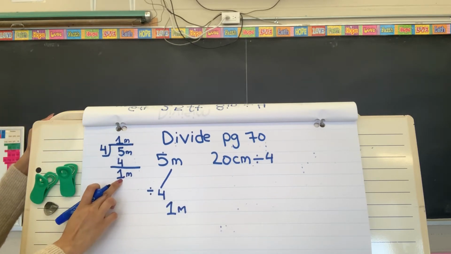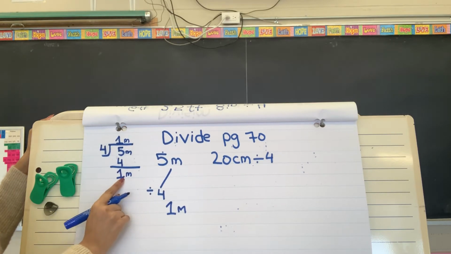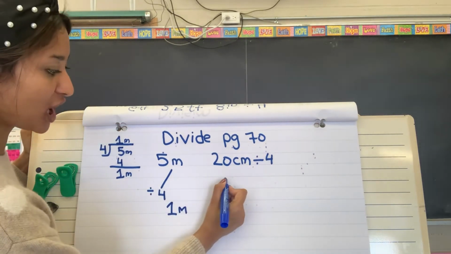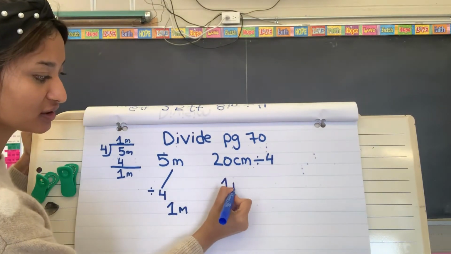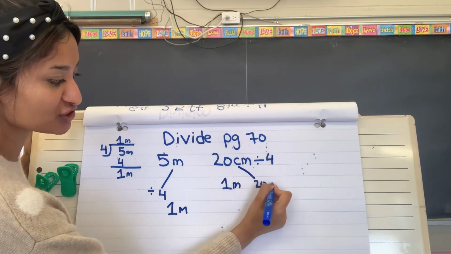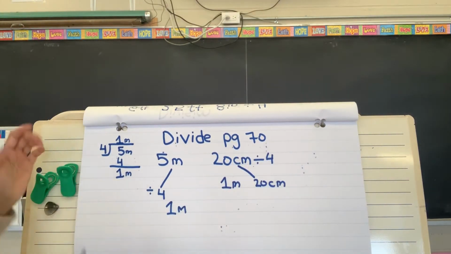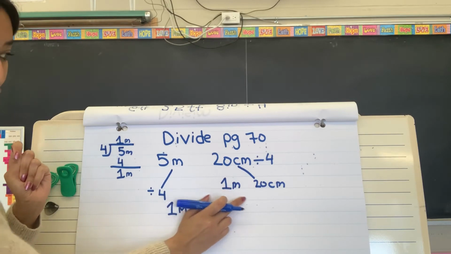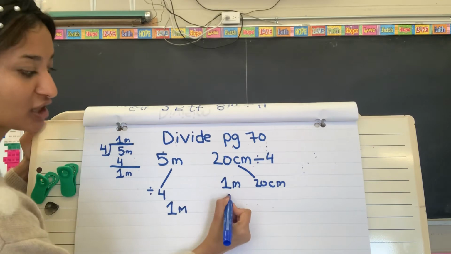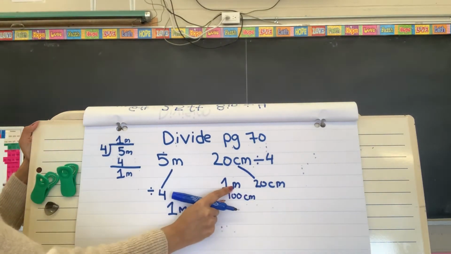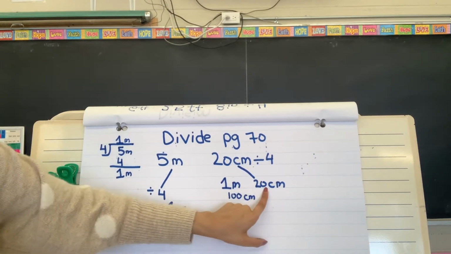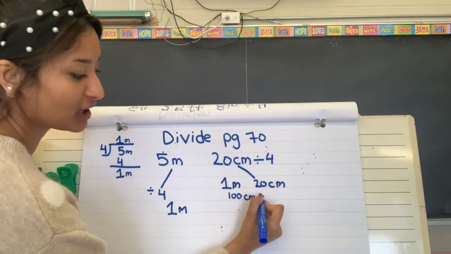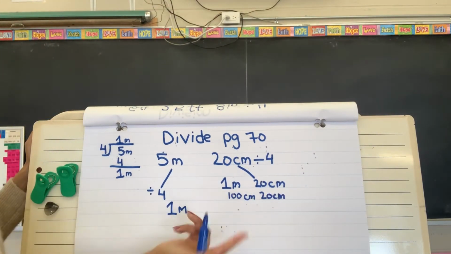If I had to convert my meter into centimeters, 1 meter equals 100 centimeters. So I'm going to bring my 20 centimeters down here, and I'm going to convert, because I cannot combine meters and centimeters together. I convert this leftover meter into centimeters, which gives me 100 centimeters. Now both of these are centimeters, so I can combine them, 100 and 20 centimeters.